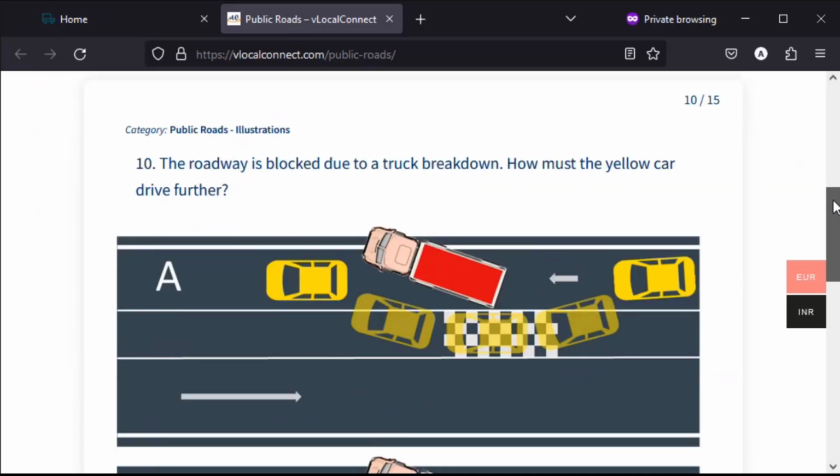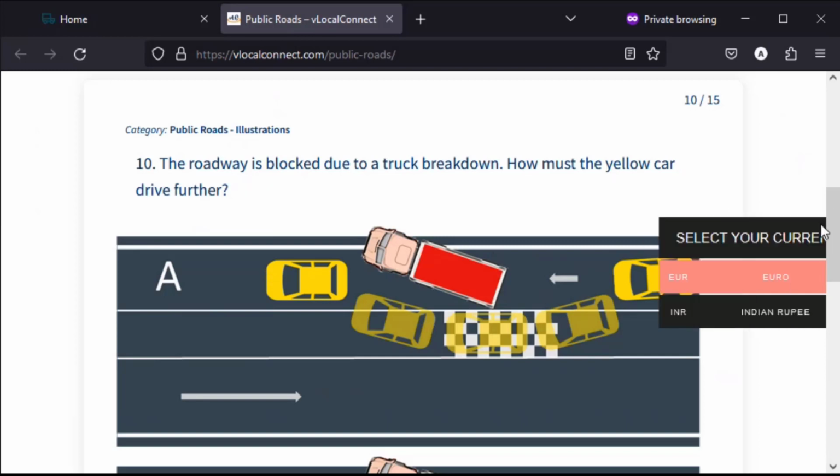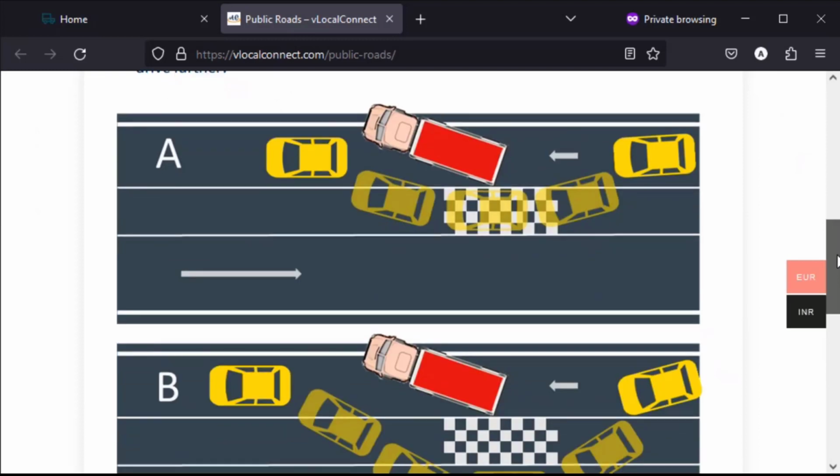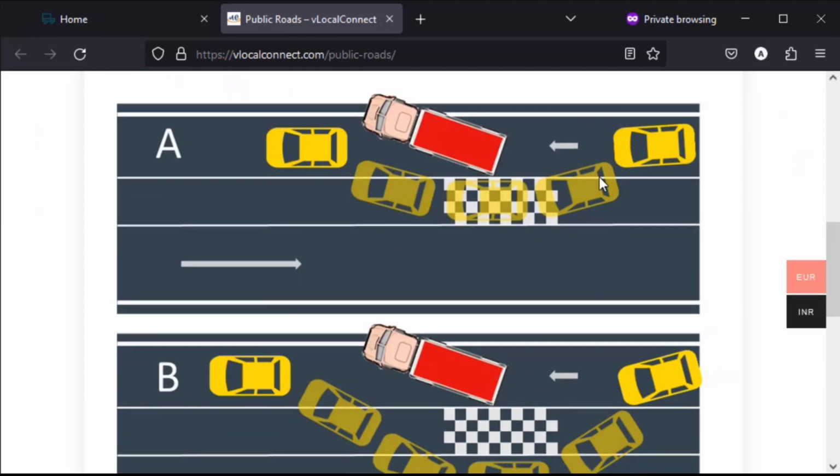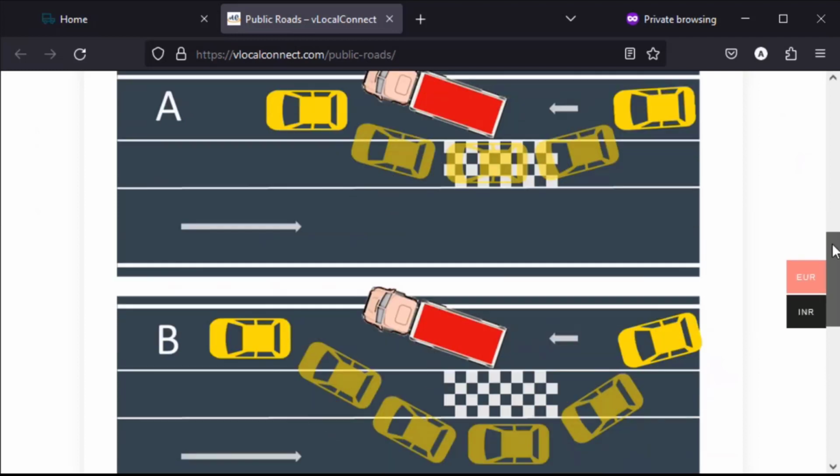The roadway is blocked due to a truck breakdown. How must the yellow car drive further? So there's an option A, which says, okay, you drive on the checkered markings. We know these checkered markings are places for vehicles to cross, but really not to drive on, right? So now, this car is still driving on these checkered markers when there is an obstacle.